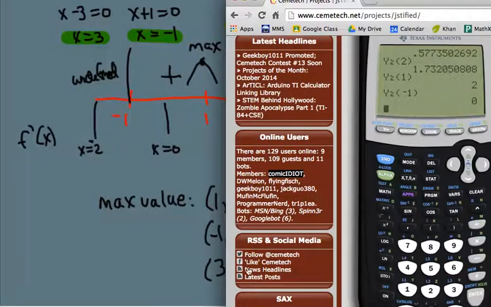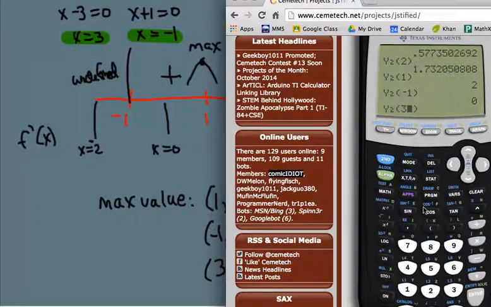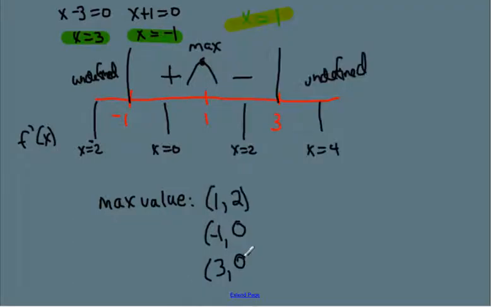Then I want to see what's going on at 3. And I get 0. So those are min values. These are both minimum values, at (-1, 0) and at (3, 0).